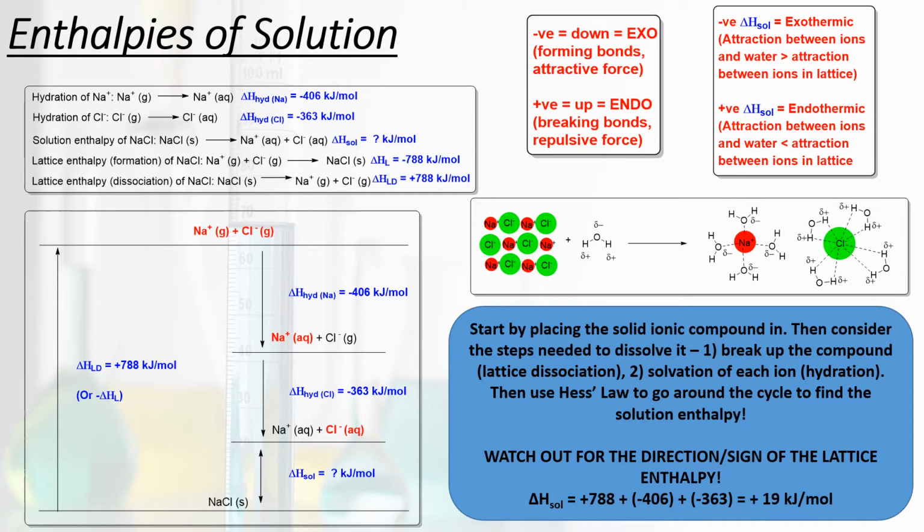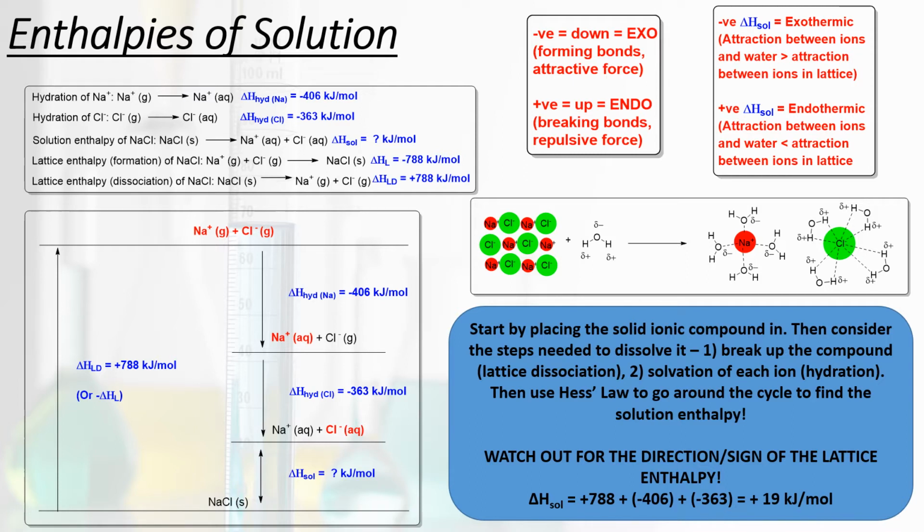Now again, remember that when we draw out our Born-Haber cycles, if we have an exothermic process, that's energy being released, and so we draw our arrows going down with forming bonds or an attractive force. That's an exothermic change. If we have an endothermic change, for example, breaking bonds or repulsive interactions, that's a positive enthalpy change, and therefore we draw our arrows going up.